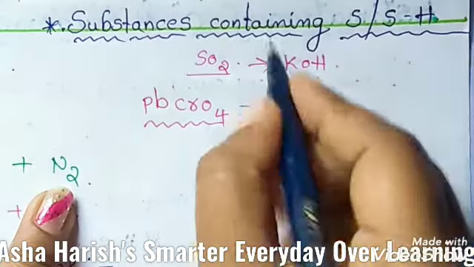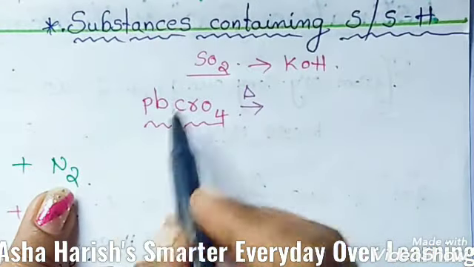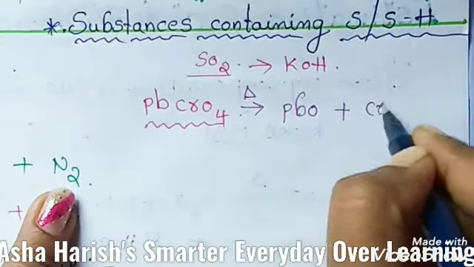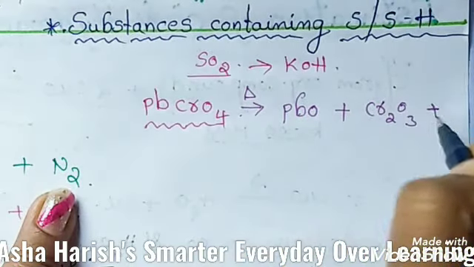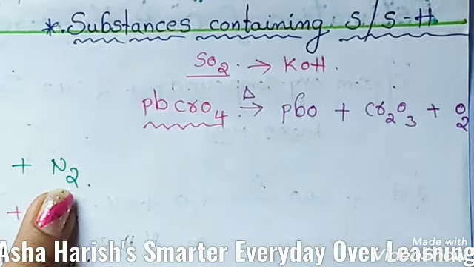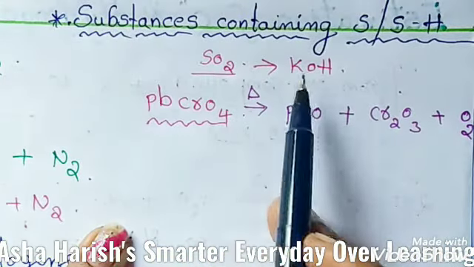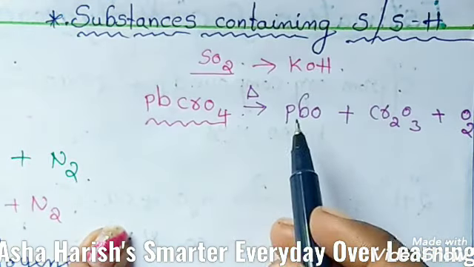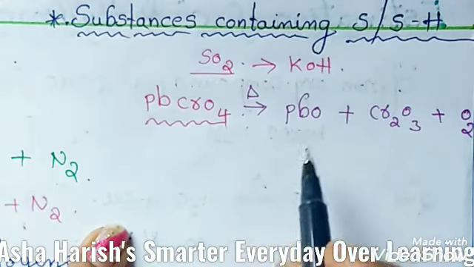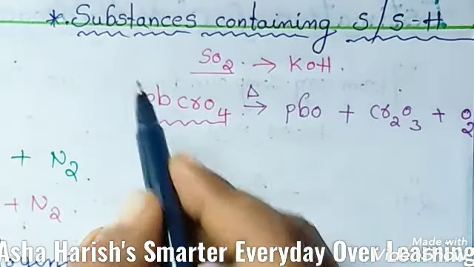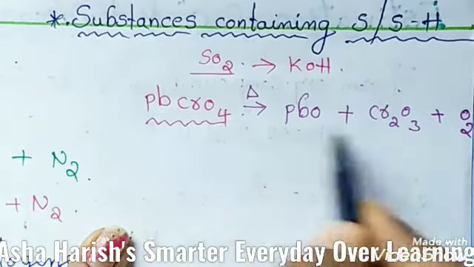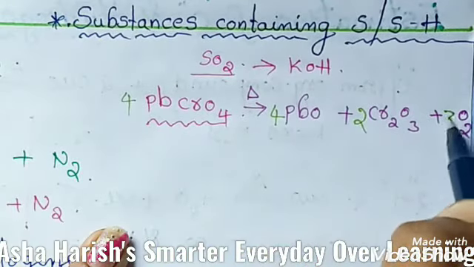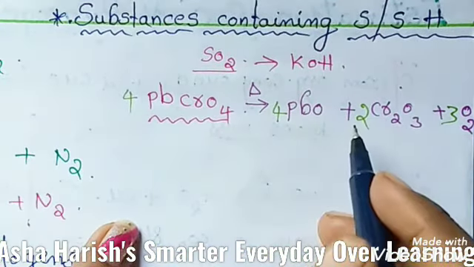At high temperatures, this lead chromate is decomposed into PbO, Cr2O3 and O2. This lead chromate decomposes to give oxygen, which oxidizes carbon and hydrogen of the organic compound to produce CO2 and H2O respectively. And here, if you balance this equation, if you place 4 here and 4 here, and 2 here, 3 here, okay, this is the balanced equation.